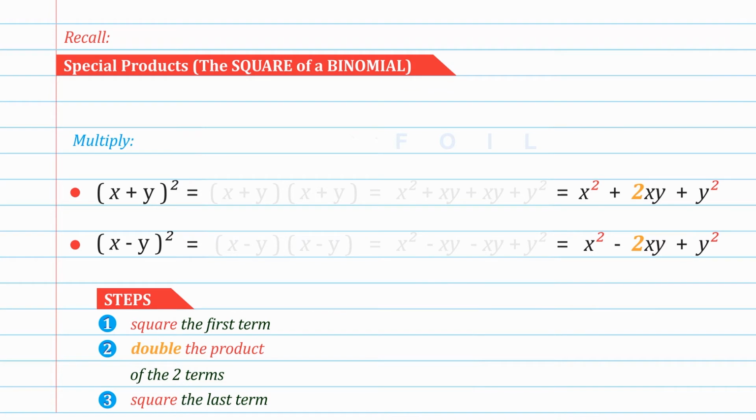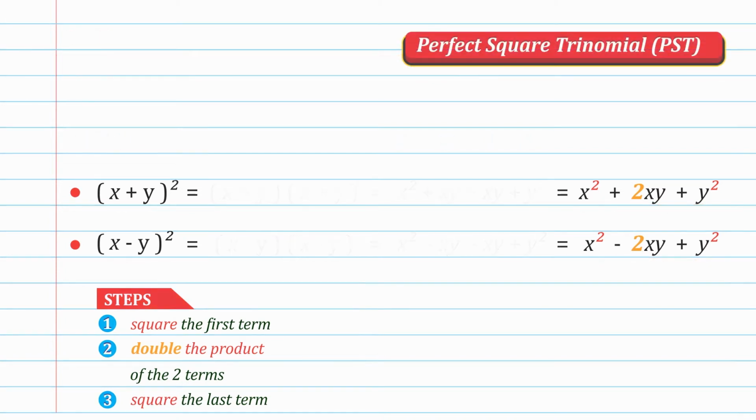Now you might ask, what is the reason why we are recalling all of this? Since this is called the square of a binomial, therefore this expanded form here can be considered as a perfect square trinomial, which is our lesson for today. Let us call the three terms of the perfect square trinomial a, b, and c.